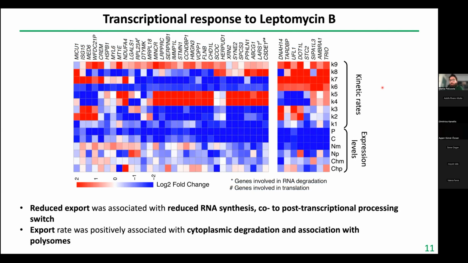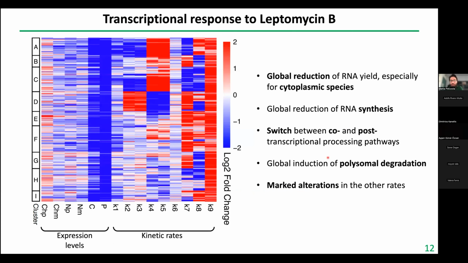Okay, so these are genes that are affected in export, but we can look also at the global modulations for all the genes profiled in this condition. And we can see that there is a strong downregulation of almost any RNA species, and particularly the cytoplasmic ones. And this is associated with a reduction in RNA synthesis. We can again appreciate these processing switches, a global induction of polysomal degradation here, and marked alterations in K7 and K8. So again, perturbation of export and widespread response involving many different steps of gene expression.